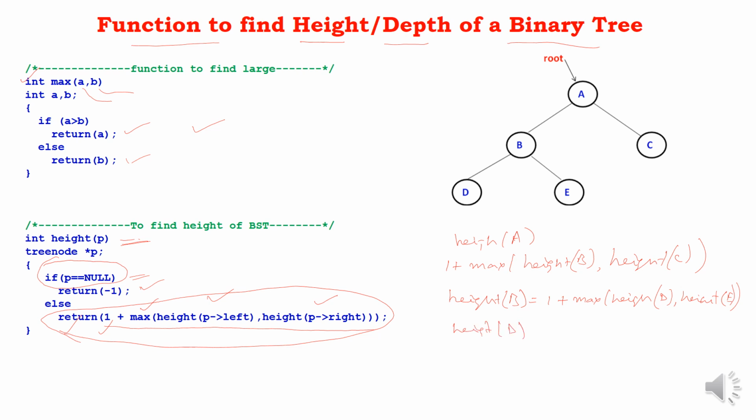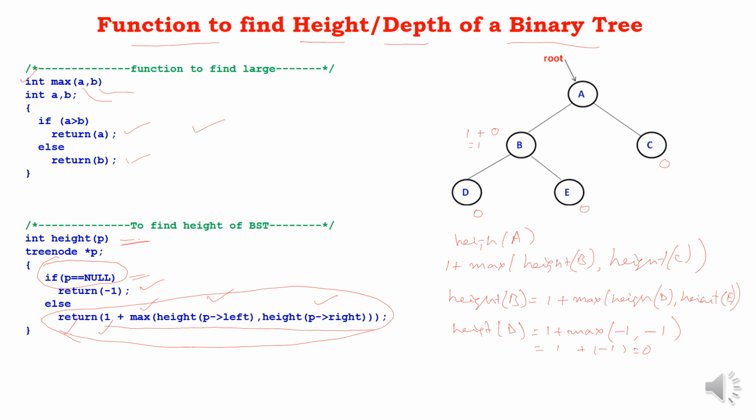Height of D is 1 plus maximum of height of left subtree and height of right subtree. Height of left subtree is -1, height of right subtree is -1. Maximum of -1 is -1. 1 plus -1, which is nothing but 0. So height of D is 0, height of E is 0, height of C is also 0. Then height of B is 1 plus maximum of height of left subtree comma height of right subtree, it is 0. It will be 1.